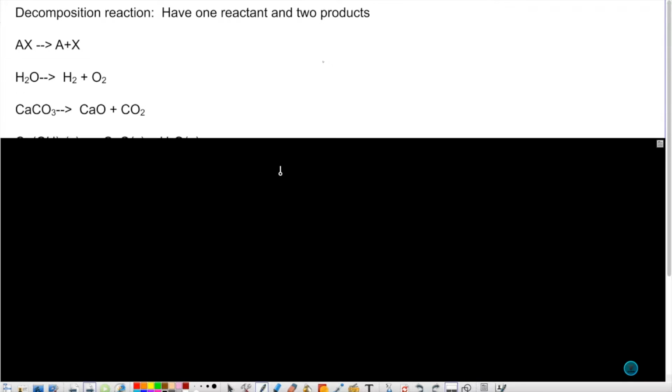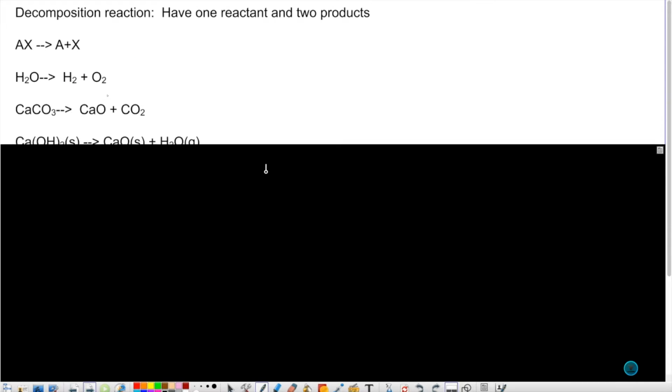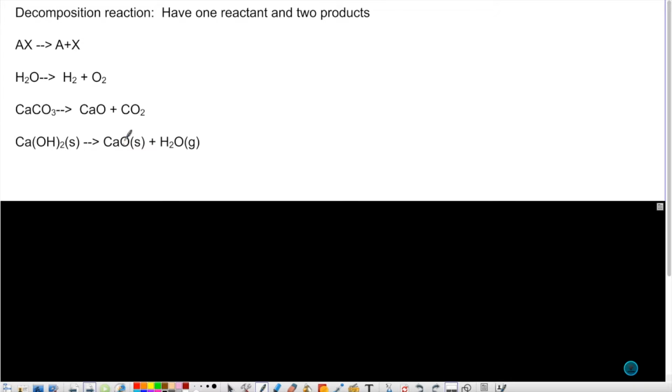So the first one is hydrolysis of water, right? If you run electricity through water, you can separate it into hydrogen gas and oxygen gas, okay? Now the other two are kind of related. If you have a metal carbonate, that's this one, right? Metal carbonate. Now I put calcium here, but it could be any metal. A metal carbonate decomposes into the metal oxide plus carbon dioxide.